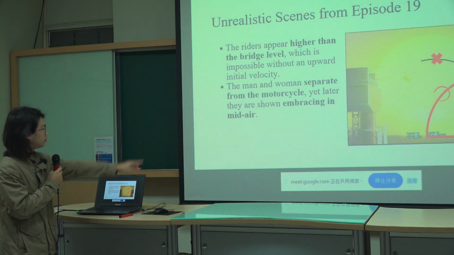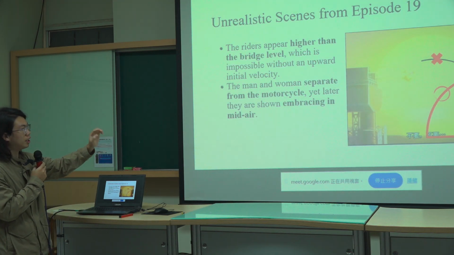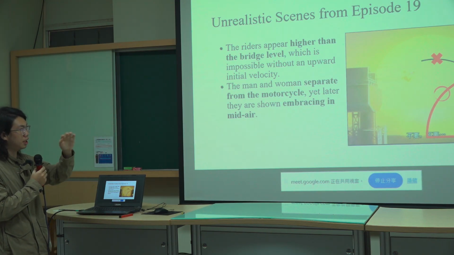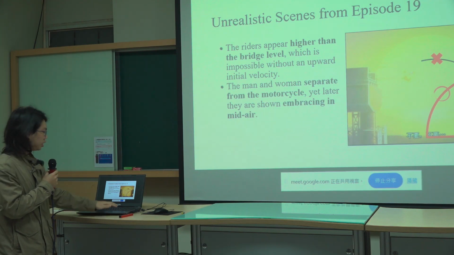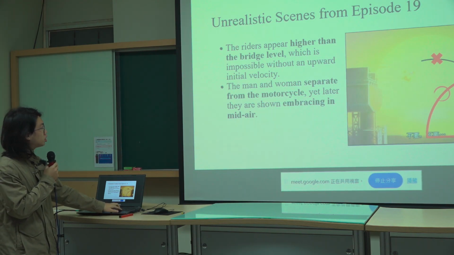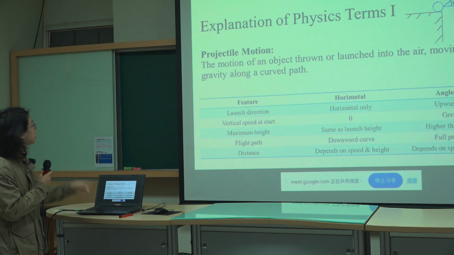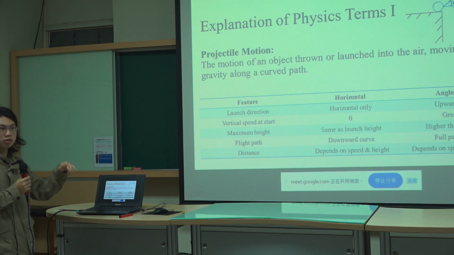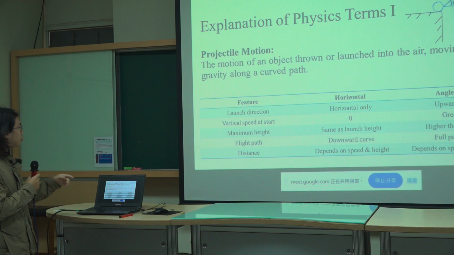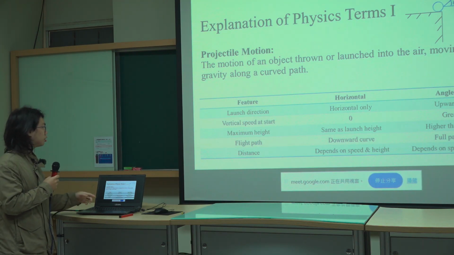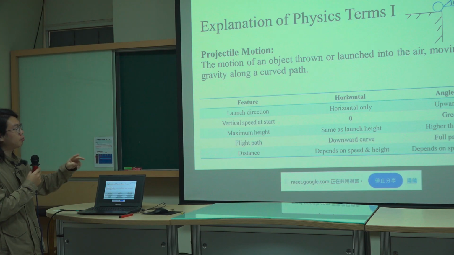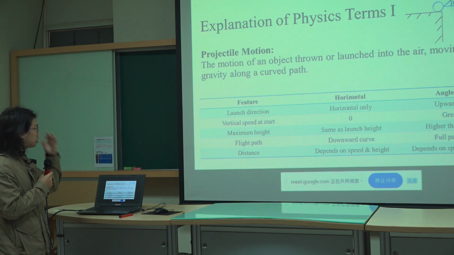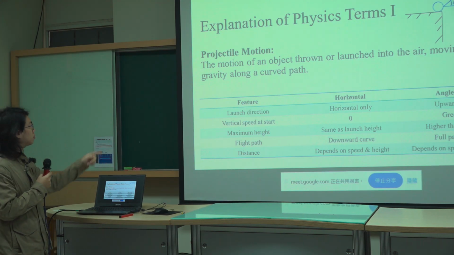So it's not only free fall. It just has the initial velocity in the horizontal direction, so it's just like projectile motion. And here's the explanation of projectile motion: the motion of an object thrown into the air and moving under gravity along a curved path. There are two types of this projectile. One is horizontal projectile motion, and the other is oblique projectile motion.